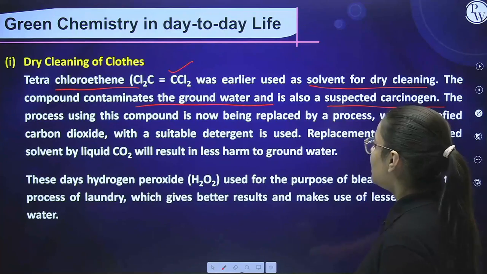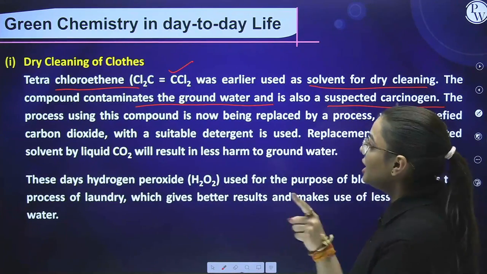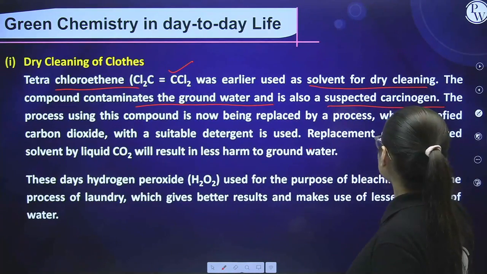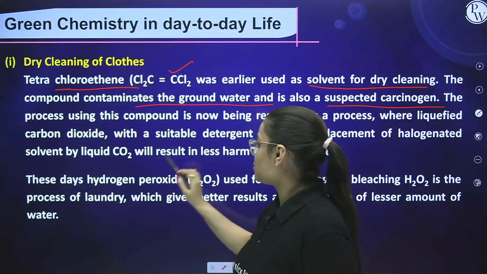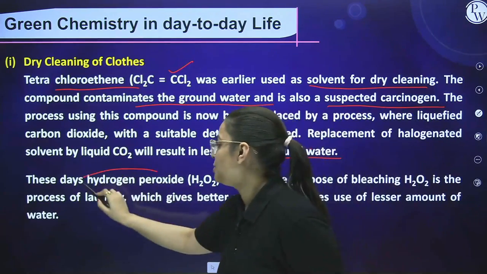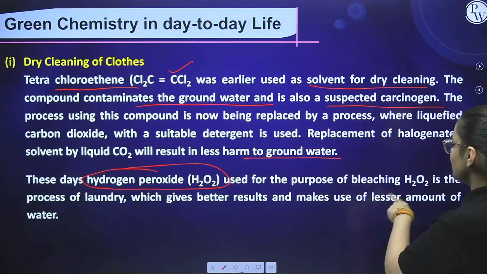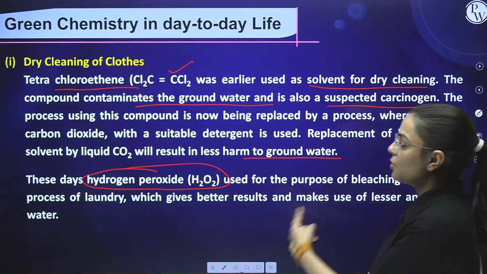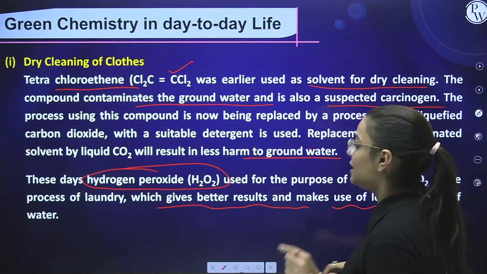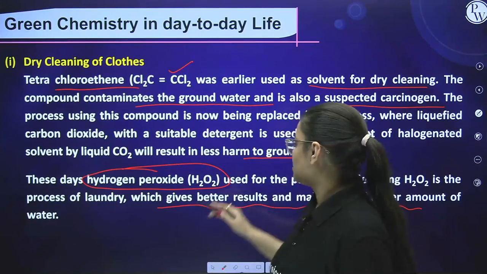Now what happened? The process using this compound is now being replaced by a process where liquefied carbon dioxide with a suitable detergent is used. Replacement of halogenated solvent by liquid CO2 will result in less harm to the groundwater. These days, hydrogen peroxide, H2O2, is used for bleaching in laundry, which gives better results and makes use of a lesser amount of water. So it has better results also, right?